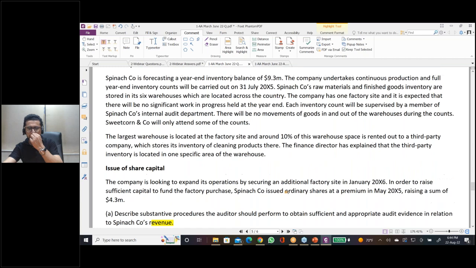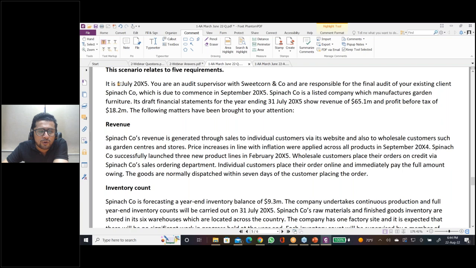Okay, it is 1st July 20X5, and you are an audit supervisor with Sweetcorn and Company, and you are responsible for the final audit, because it's the procedure stage, for your existing client called Spinach Company, which is due to commence in September. Spinach Company is a listed company which manufactures garden furniture. Its draft financial statements for the year ending 31st July 20X5 show revenue of 65.1 million and profit before tax of 18.2 million. The following matters have been brought to your attention. So this is the story relevant to revenue.